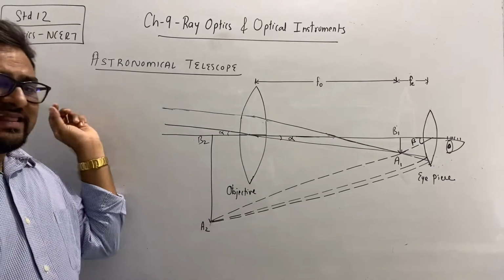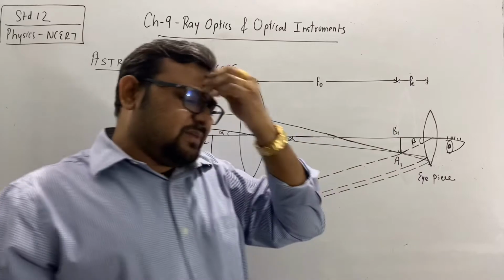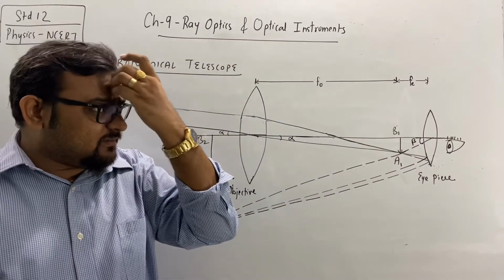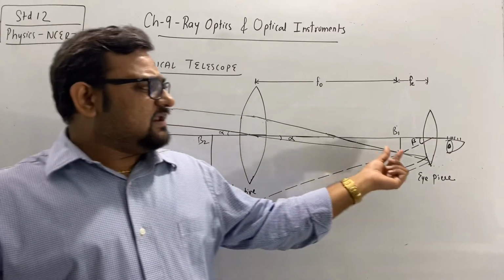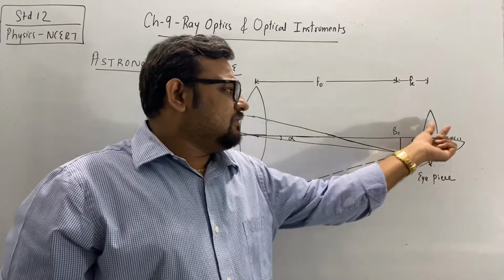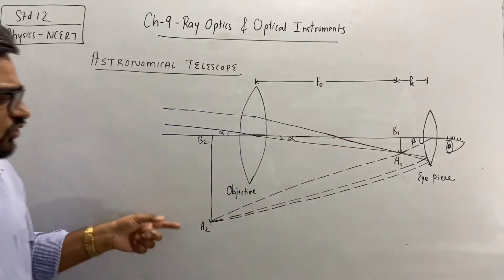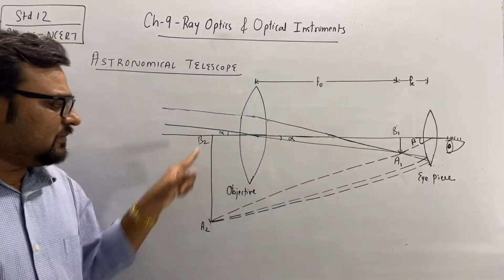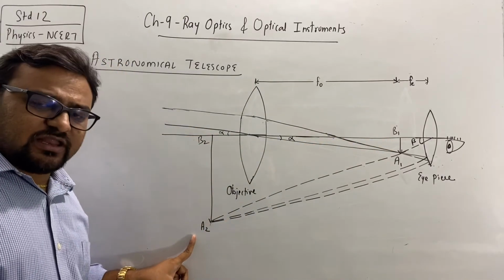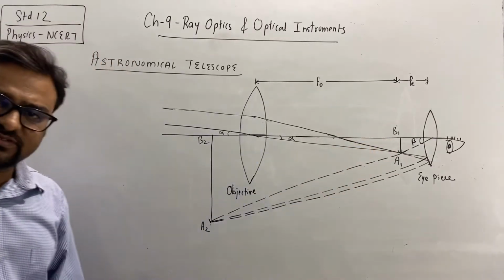When parallel rays enter the objective, an image A1 B1 is formed. The image will be formed near the focal point of the eyepiece, and then the eyepiece will magnify the image A1 B1 to A2 B2, because A1 B1 is acting as the object and A2 B2 will be the image. Clear? So you will observe a magnified image of this.